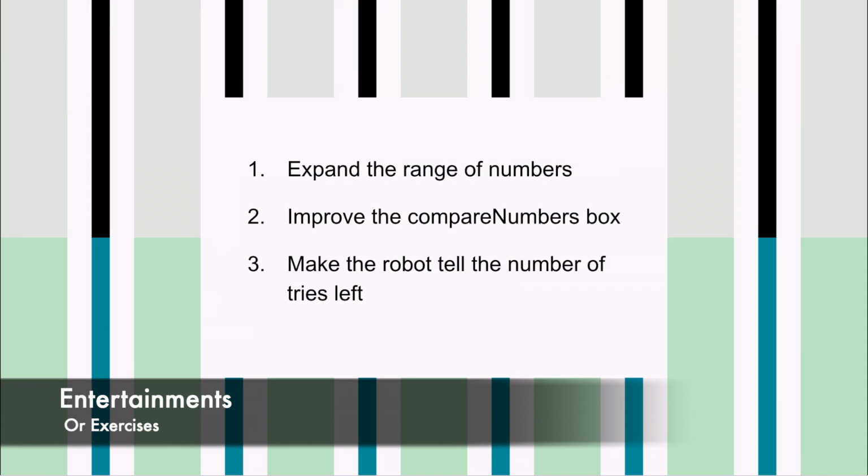I also want to leave a few things for you to think about if you have time. The first thing is try to expand the range of numbers for today's application and see how it goes. The second thing is try to improve the compare numbers box. And the last thing is try to make the robot tell you every time how many tries you have left.